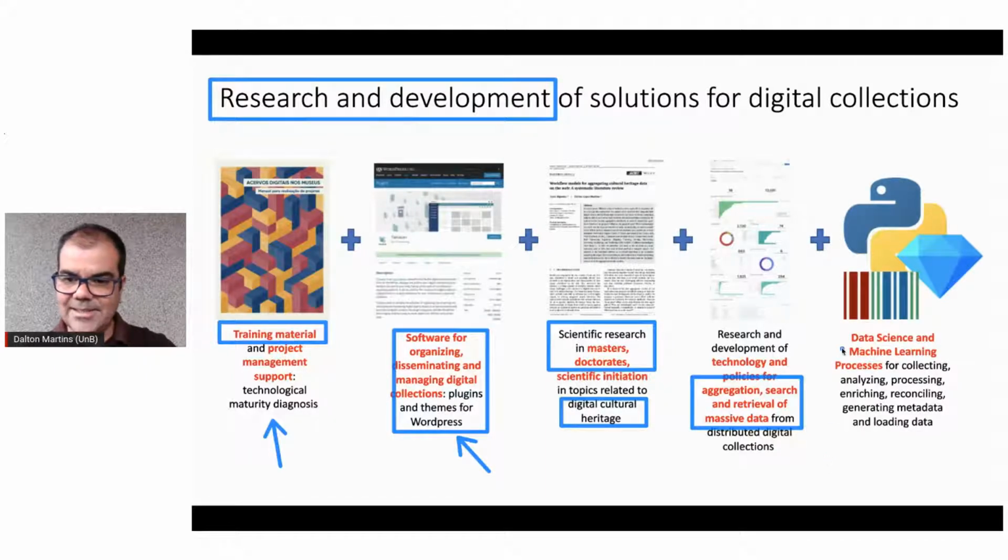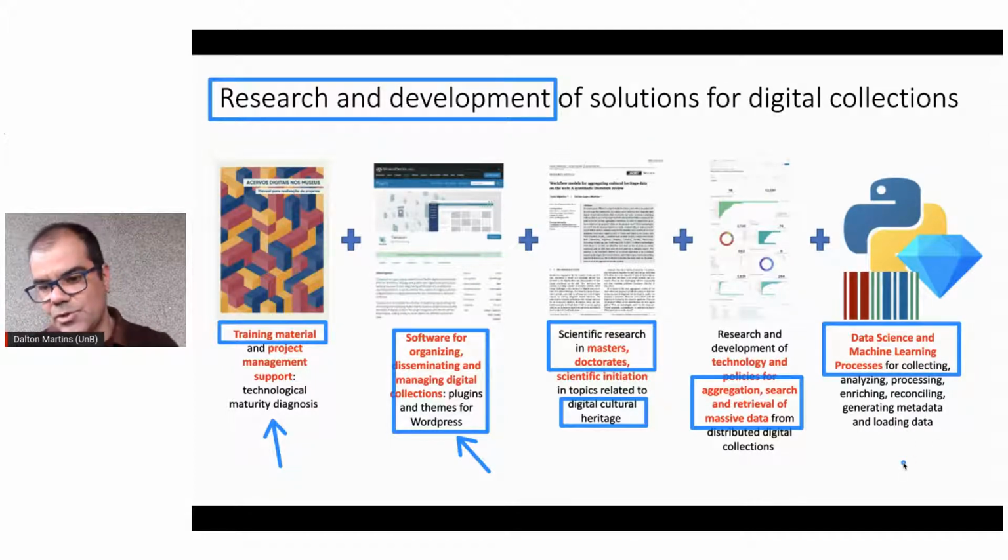And the last thing that we are developing in our lab is a group dedicated to data science and machine learning processes, but very connected to metadata and to the kind of data you can find in digital repositories from memory institutions and cultural heritage. We are developing efforts to create very powerful workflows to improve the quality of metadata and data. And we have right now one PhD student and one master student dedicated to research on automatic metadata generation for text documents and image documents.